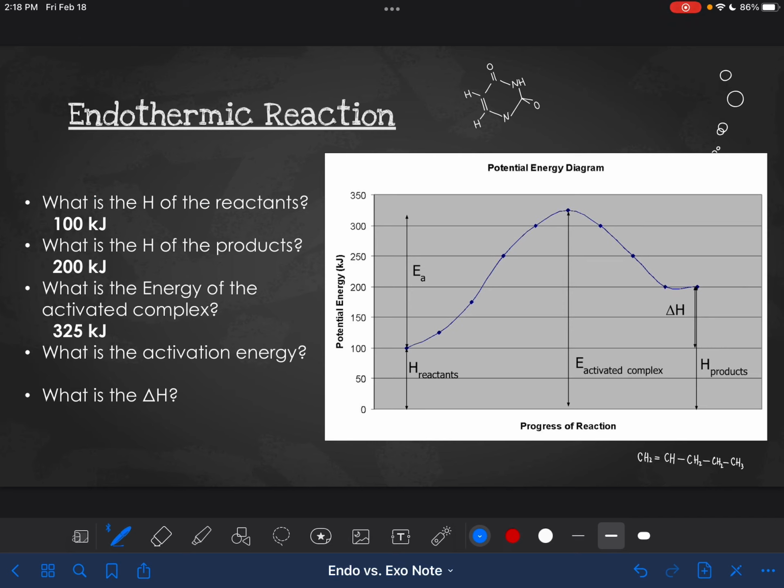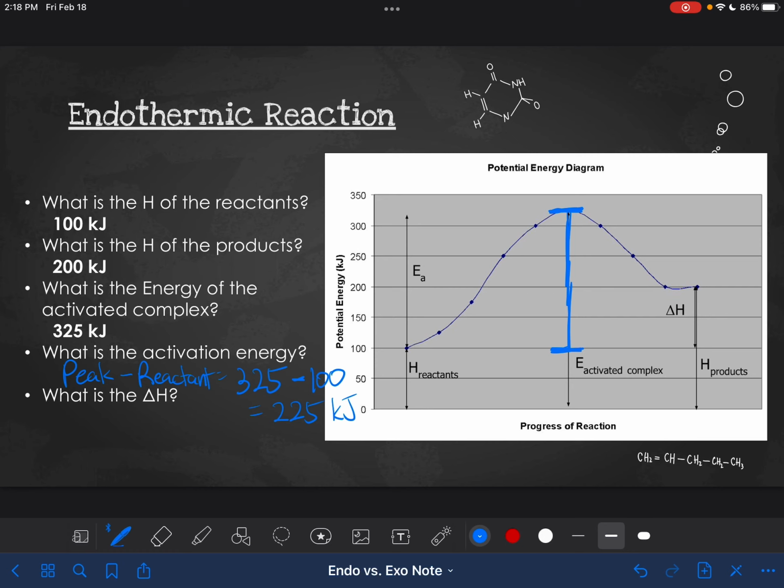Now, how do we find the activation energy? Well, activation energy is the difference between our peak minus the reactant. As you can see, the peak is going to be 325, since that's what we found, minus our reactant, which is 100, and that will give you 225 kilojoules. So visually, it's from the peak to the reactant, just like that.